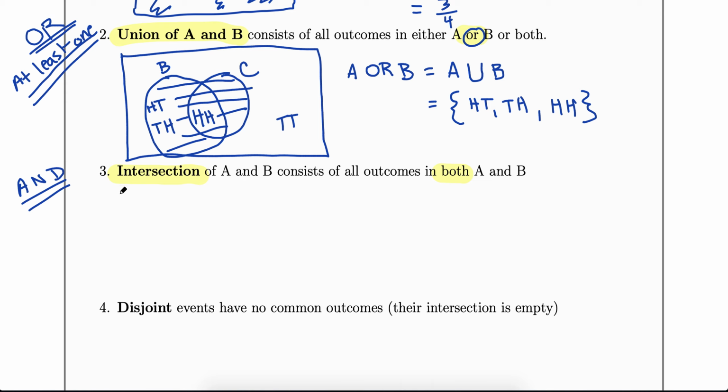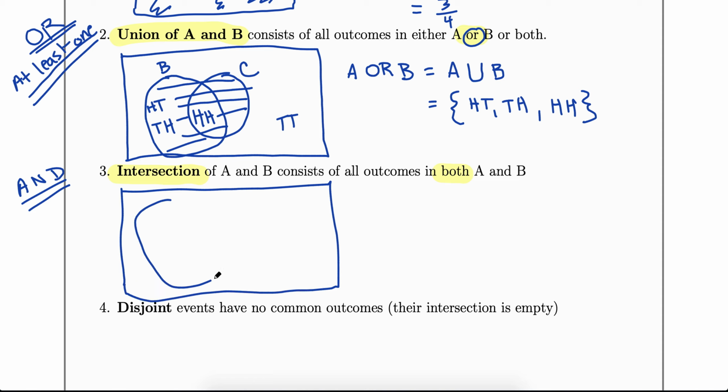So again, I'll draw the same picture for comparison. We've got our event B with outcomes heads, tails, tails, heads, heads, heads. And we've got our event C with heads, heads. We still have tails, tails out here.